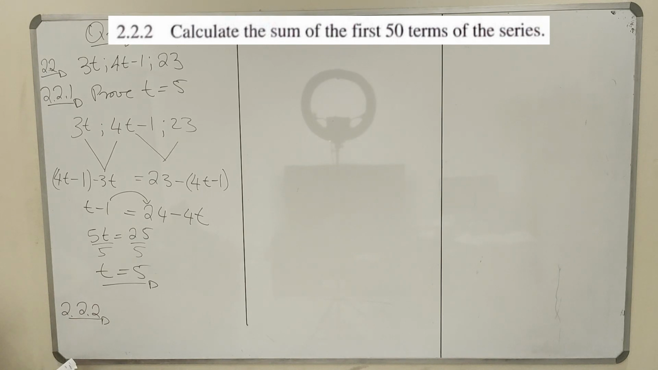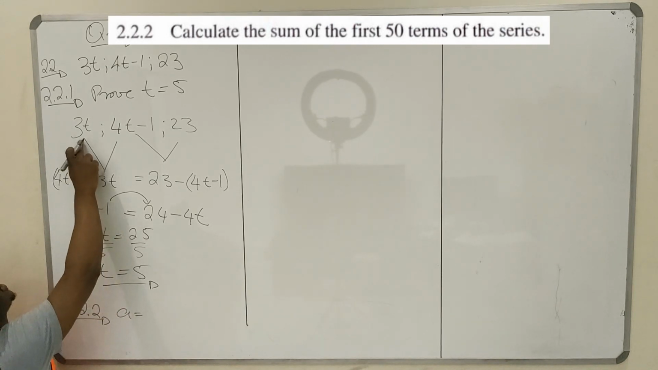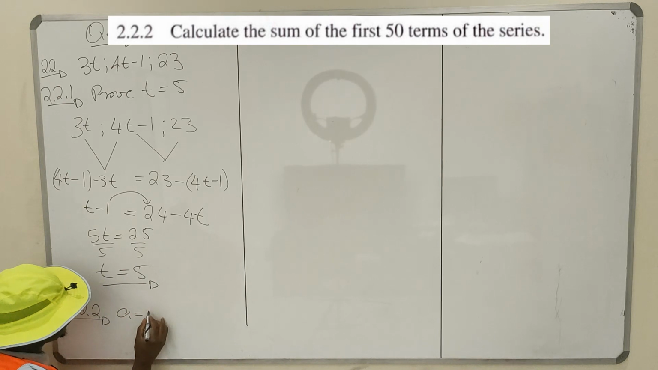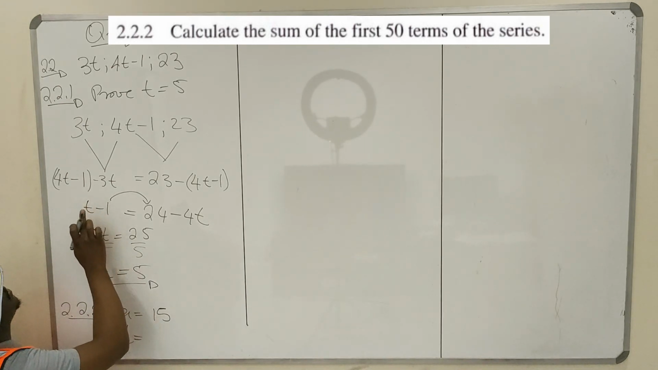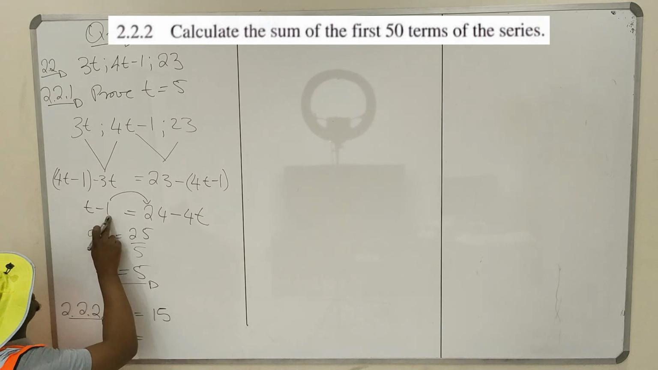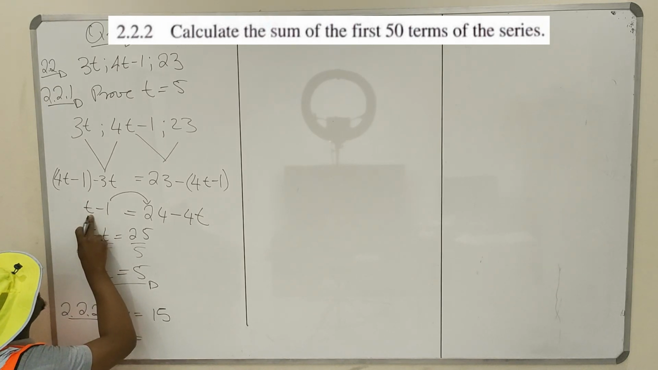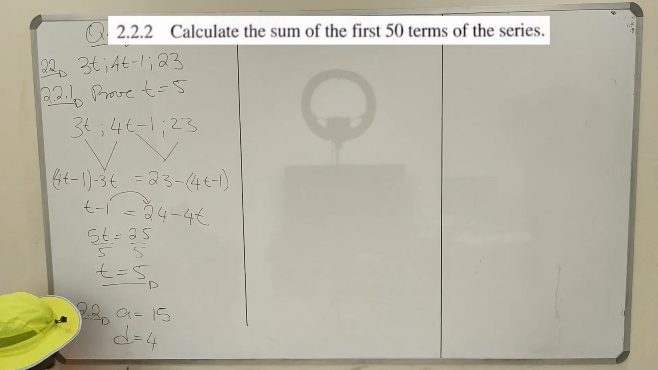They're saying calculate the sum of the first 50 terms of the sequence. So they want the sum of the first 50 terms of the sequence. So the first term, which is a of the sequence, is 3t, right? It's 3 times t, where t is equal to 5. So it's equal to 15, right? And your d is equal to t minus 1, where t is 5. So your d is equal to 4.